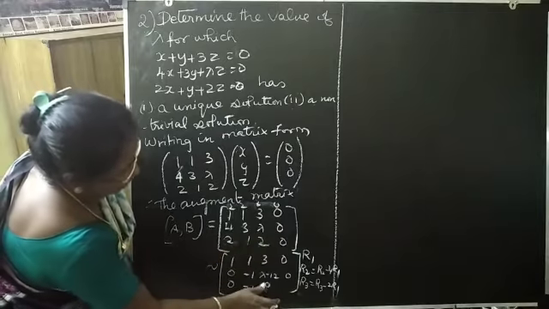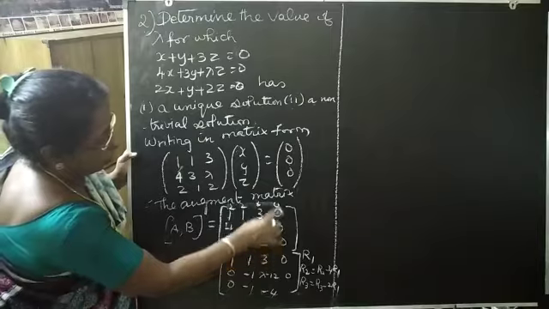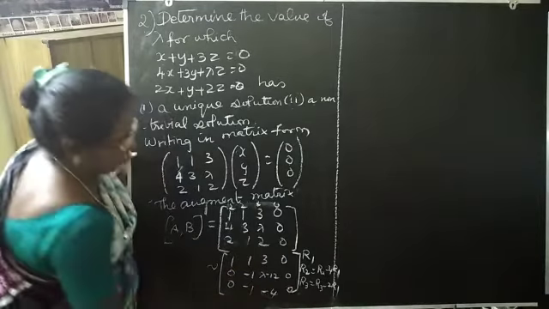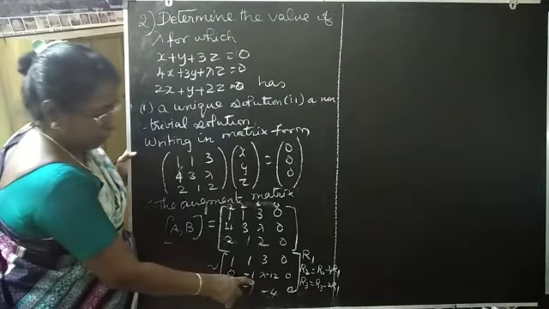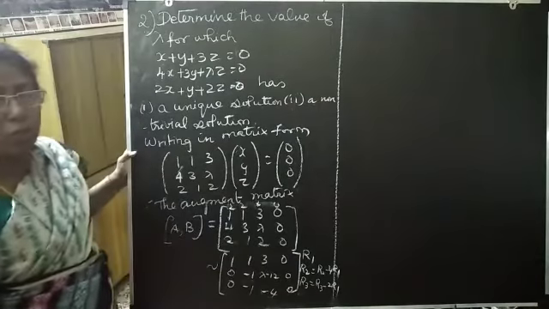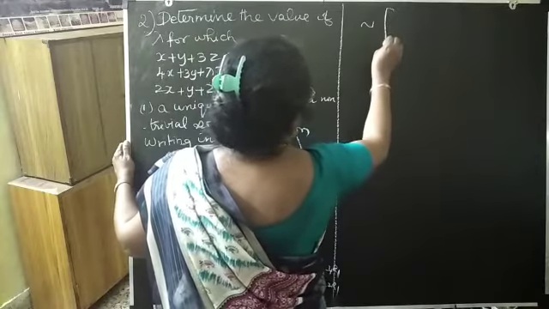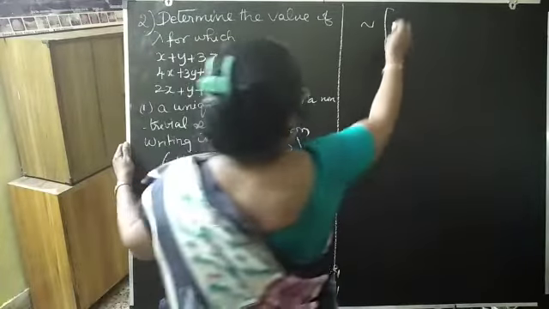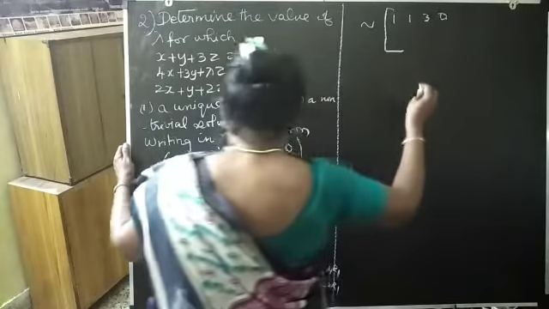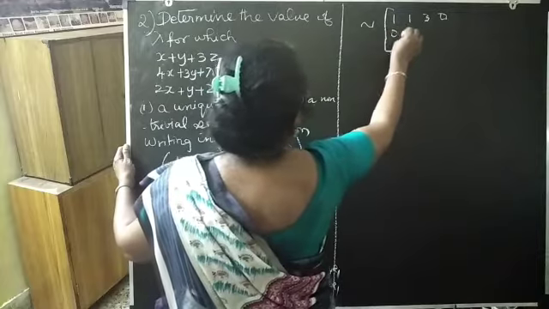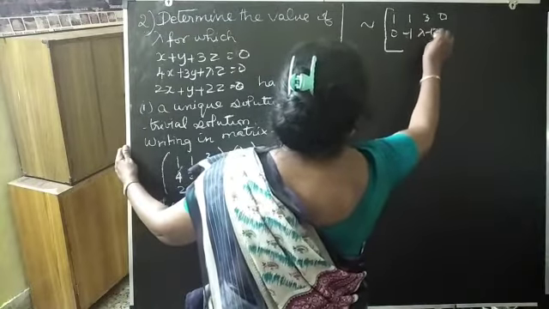2 minus 6 will give you minus 4. 0 minus 0 gives you 0. So next, our aim is to make the second element of the third row to be 0. So write the first two rows as it is. We get 1, 1, 3, 0, 0, minus 1, lambda minus 12, 0.